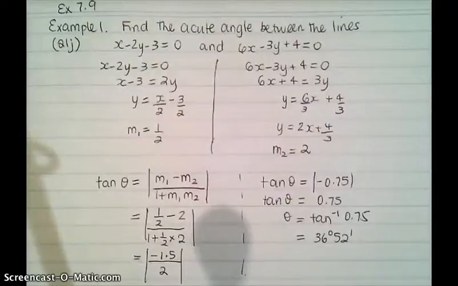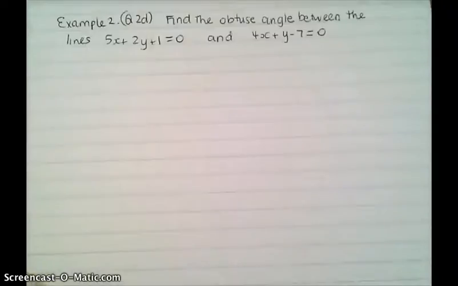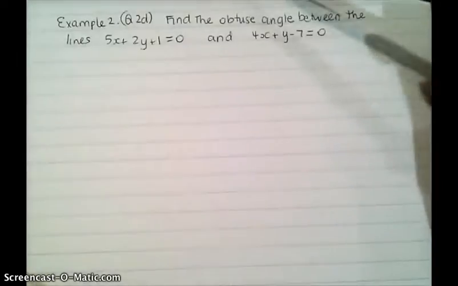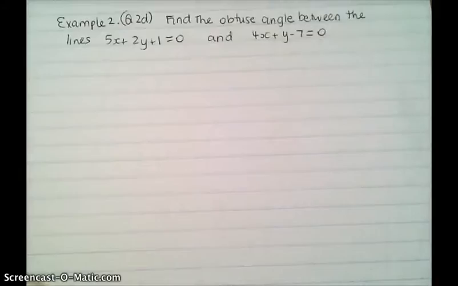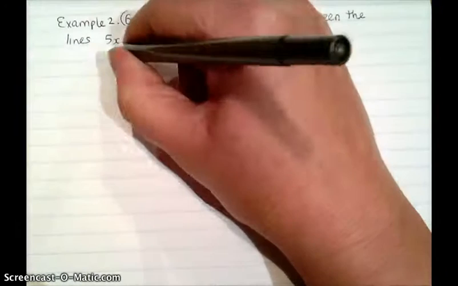Now we're going to try an example from the next question. For our next example, I'll call it example 2, it is actually question 2D from exercise 7.9. Okay, and here is the next example, question 2D. Find the obtuse angle between the lines 5x plus 2y plus 1 equals 0 and 4x plus 7 minus y equals 0. First thing, let's work out the gradient of each line.